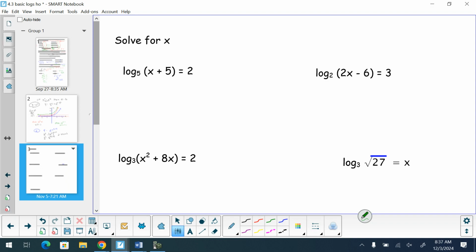Dave, what's your base? What's your exponent? What's your value? Base of 5. Exponent of x plus 5.